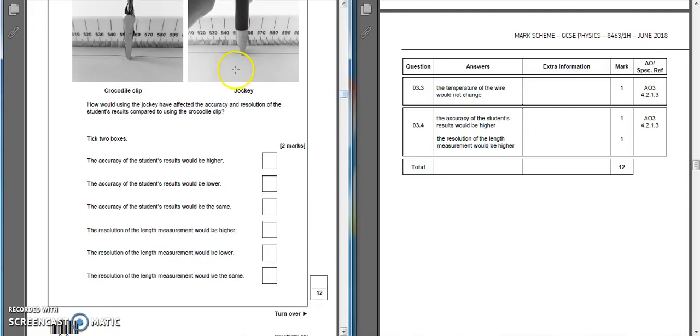So if you did your results 3 times and then you averaged it, you would be getting something which is closer to the correct average. That means your accuracy would be improving and you'd have a higher accuracy, which is the top box.